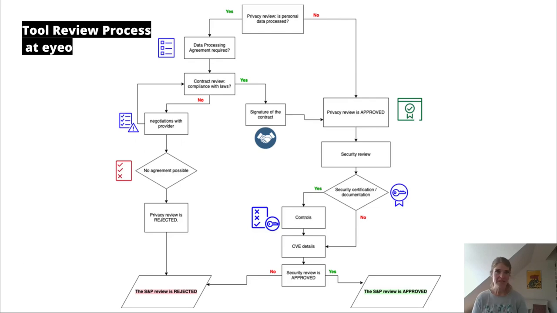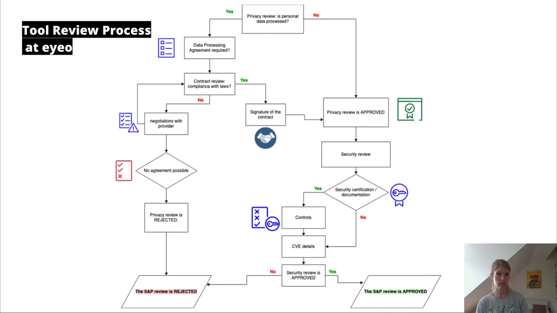So now you can see our tool review process, which looks pretty complicated, but it basically is not. When looking at the beginning, you can see the red dot here. We are receiving a tool request where we require quite some information: what is the name of the tool, who is providing it, where is the provider seated, is it a cloud tool or can it also be hosted on-premise, what is the purpose, what kind of data will be processed, and things like that.